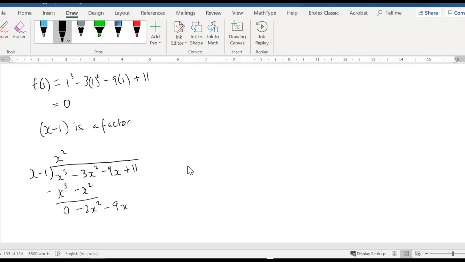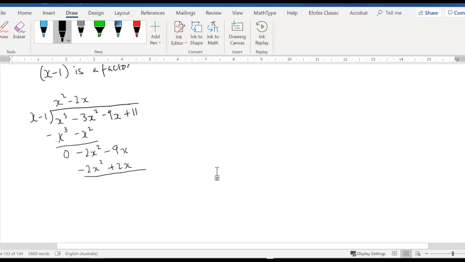Now we do negative 2x squared divided by x, which gives you negative 2x. And then when I multiply that back through, I get negative 2x squared. Negative 2x times negative 1 is positive 2x. Scroll down a little bit. So we get that 0. And then negative 9x minus 2x is negative 11x, and then bring that 11 down. Then we divide negative 11x by x and I'll get negative 11, and then multiplying through.